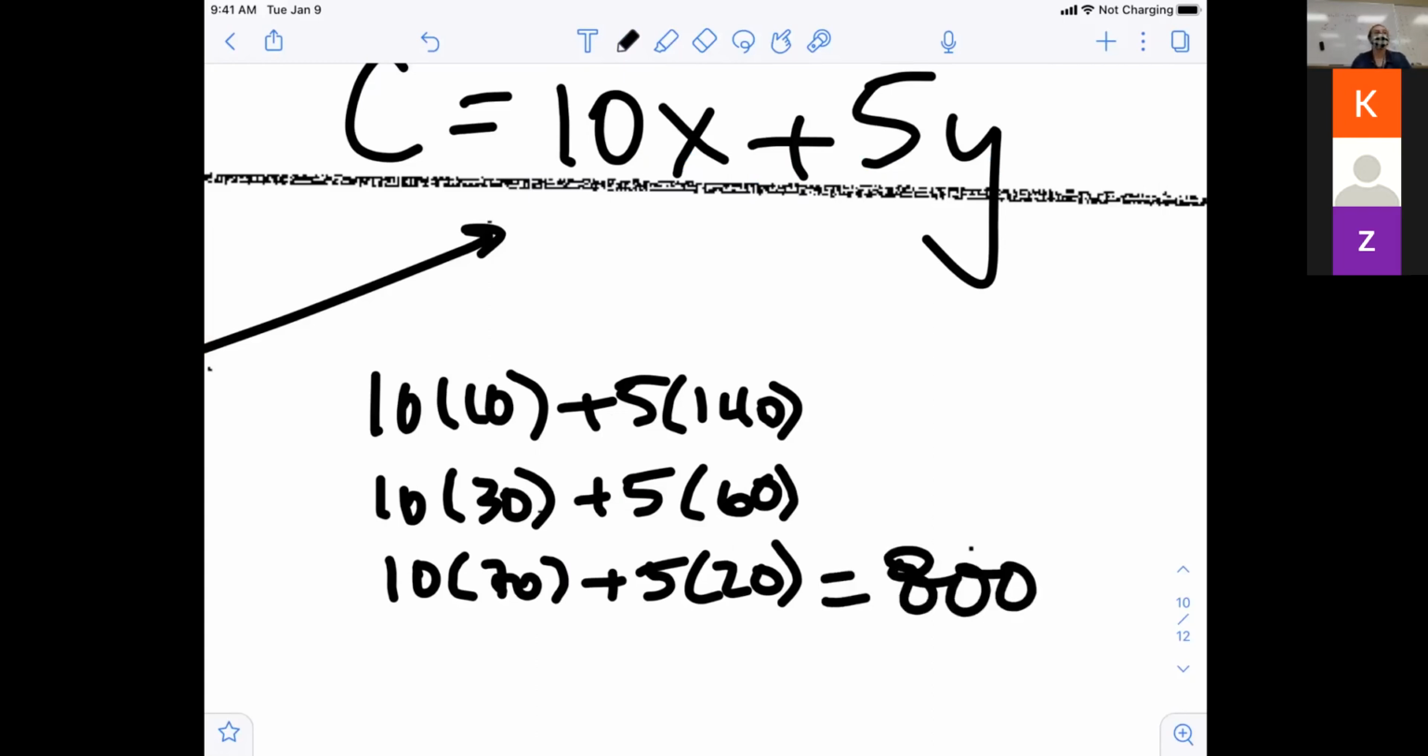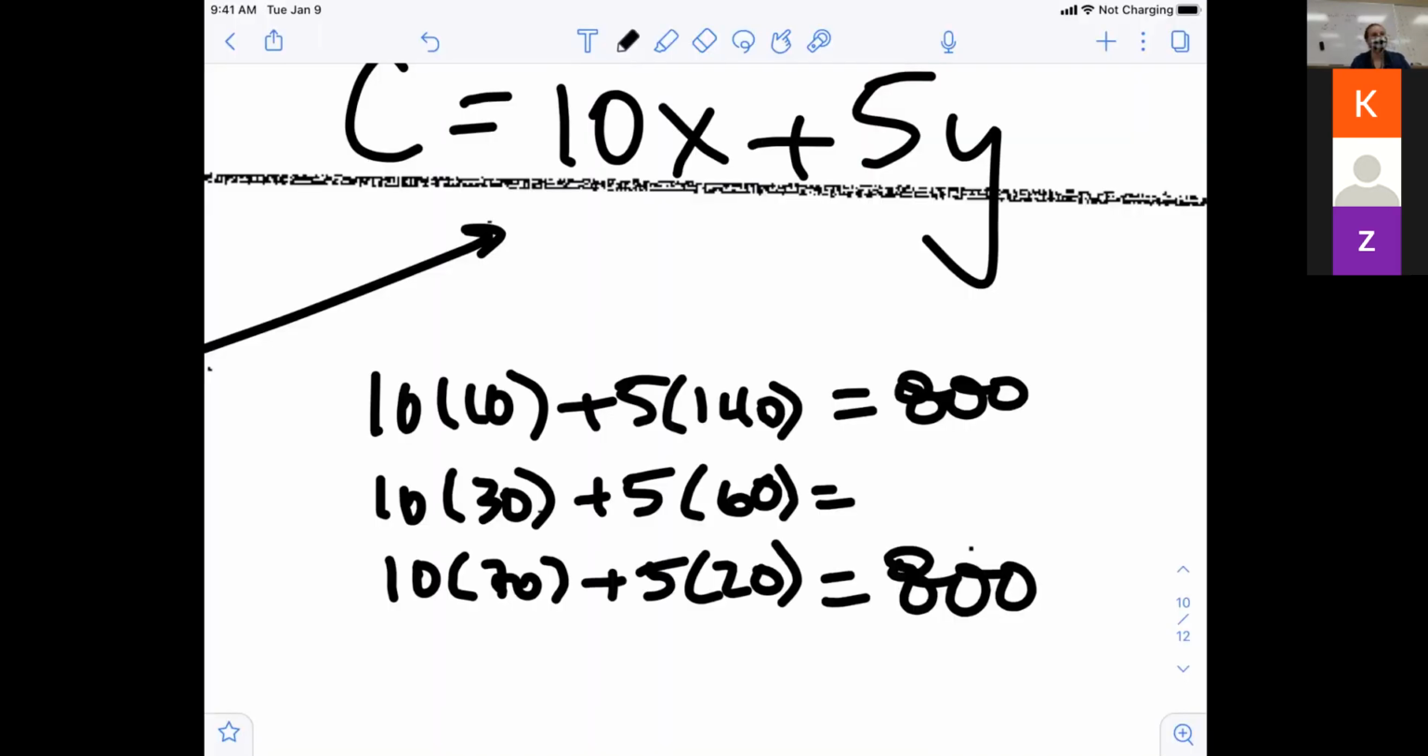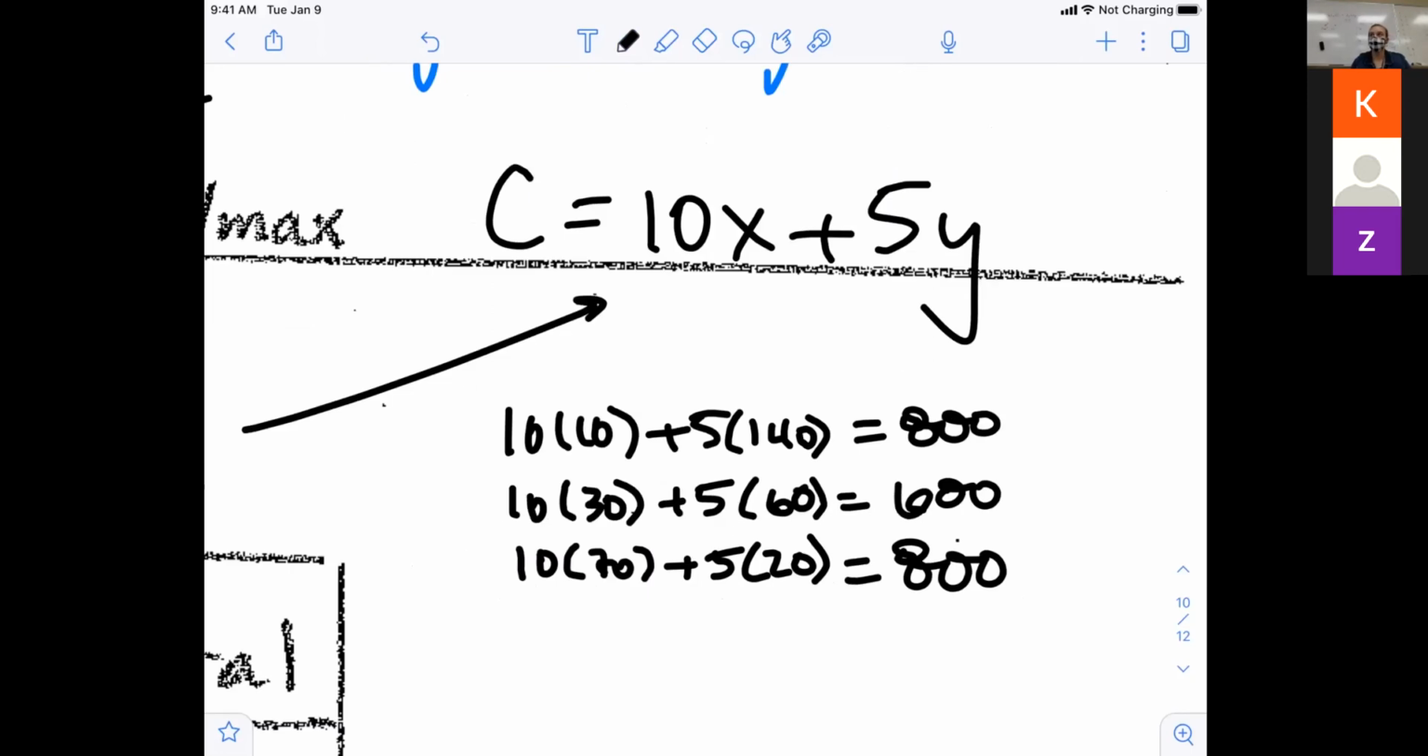When I plugged in 70 and 20, I got 800. What do you guys who plugged in 10 and 140 get? 800 too? What about you guys who did 30 and 60? What did you get? 600. Which one should we go with? The 600, right? We want to minimize cost. If I can only spend $600 instead of $800, that's the one I want to do.